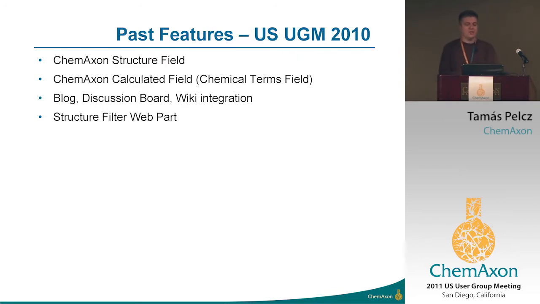So these are basically our past features, what we already had at the UGM last year. It is the ChemAxon structure field. This is a basic field for how we integrate structures into SharePoint. We also had the calculated field, which is able to calculate chemical terms expressions as IJC does. We have the integration with the collaboration features such as blog, discussion board, and wiki. And we also had the structure filter web part. This is quite basic, it allows quite basic filtering for structures in a SharePoint list. Actually, I'm going to quickly show you.